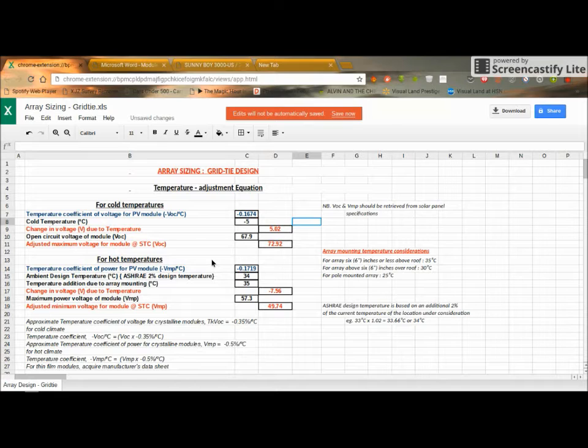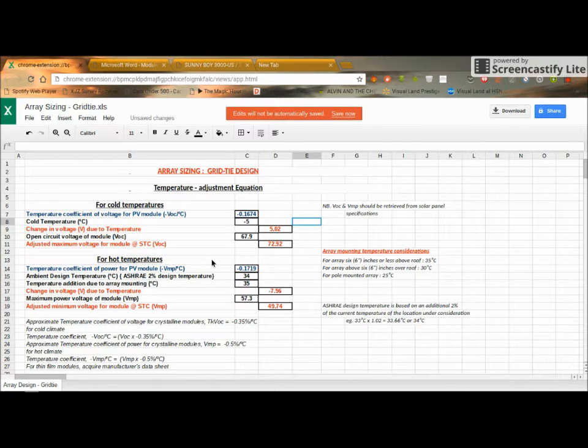Now, when we talk about array sizing, we're specifically talking about how many panels you would need to mount, whether on your roof or on a pole mounted structure, so as to give you the amount of energy that you would need during the day while the sun is out.